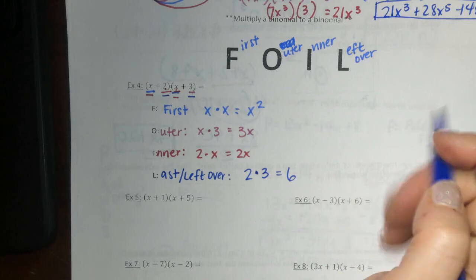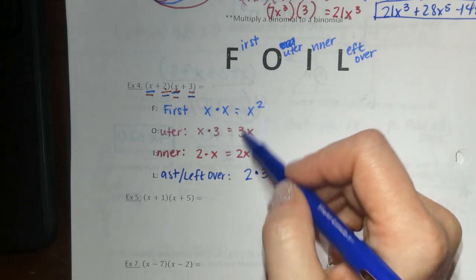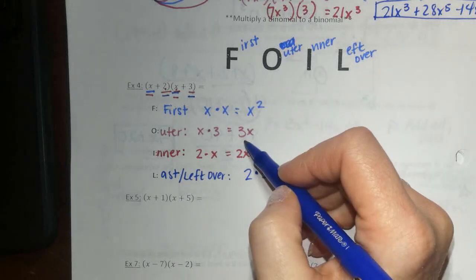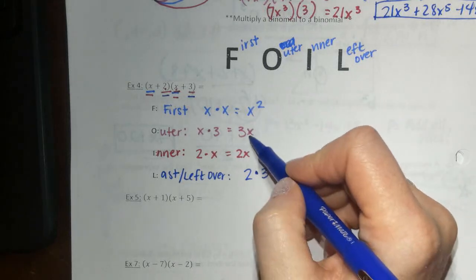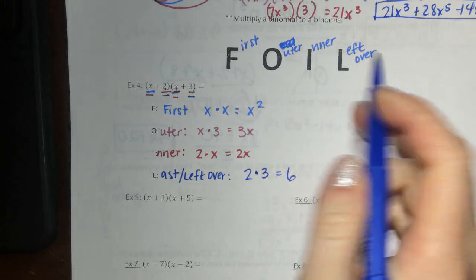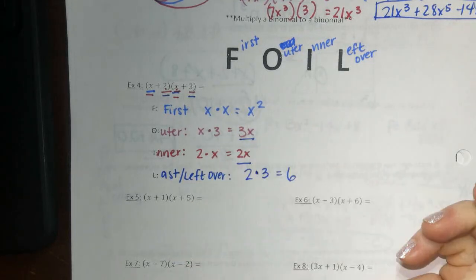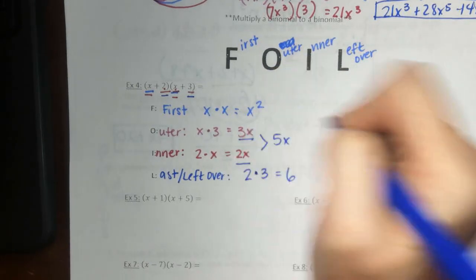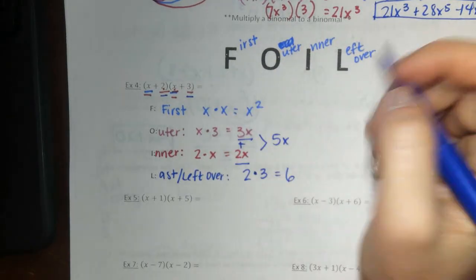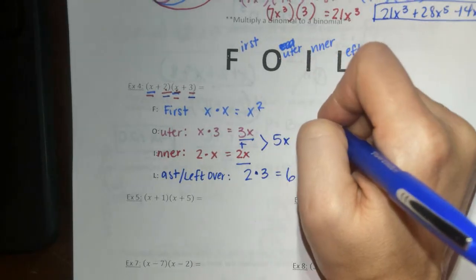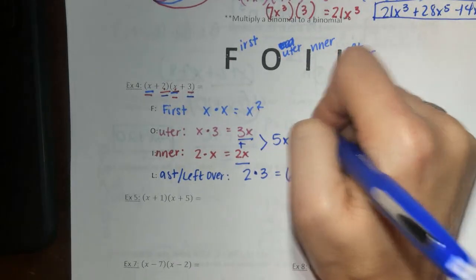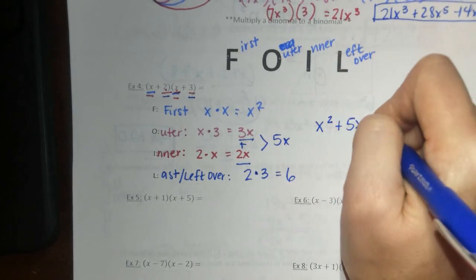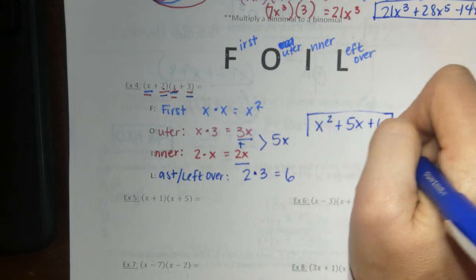Okay? So now that you have all these 4 answers here, you see if you can combine any like terms. So we have an x squared, an x, and then a constant. So we have 2 x terms we can combine. 3x plus 2x would make a 5x. Okay? So now these are our 3 terms. And I like to put them in order, starting from the one with the greatest exponent down to the constant. And that is your answer.